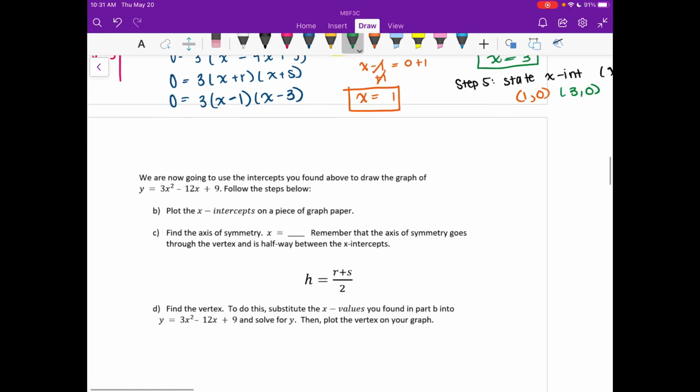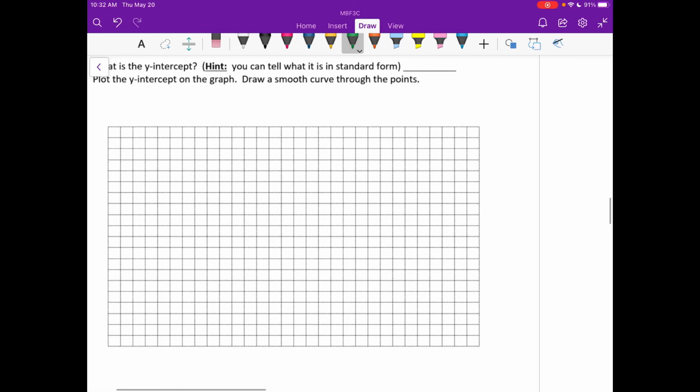So it says, we are now going to use the intercepts you found above to draw a graph. So I already showed you what the graph will look like, but I'll show you how to draw one as well. So what you're going to do is plot the x-intercepts on a piece of graph paper, right? So let's go down here. I already know what my numbers are, so I'm going to draw my graph in the way that my numbers make sense to me. I just go up by tens, and I can tell you right now that it works. So just trust me.